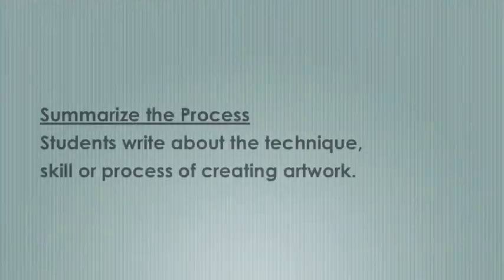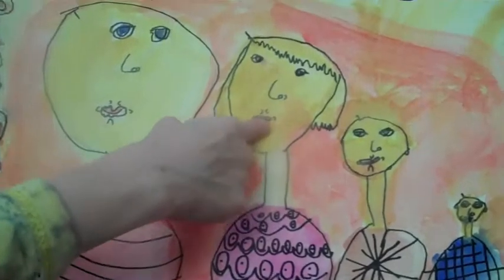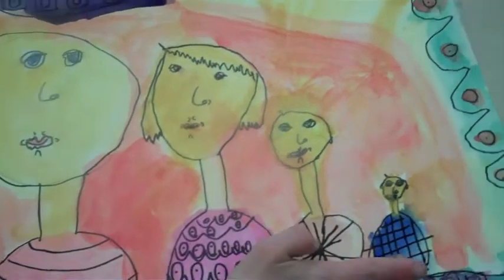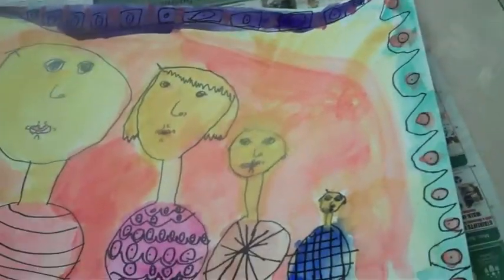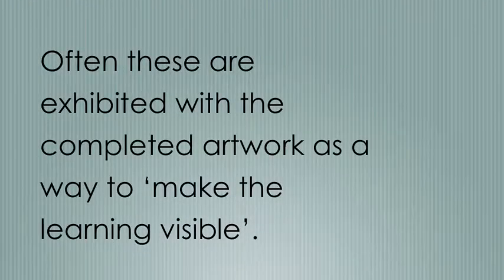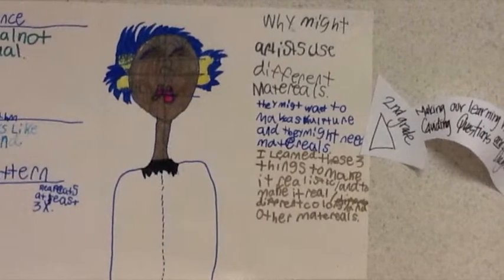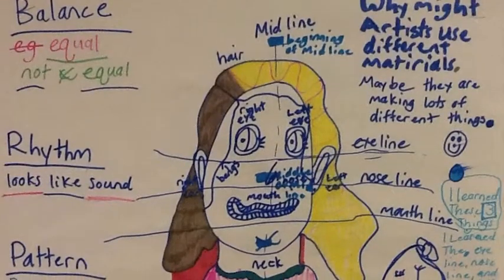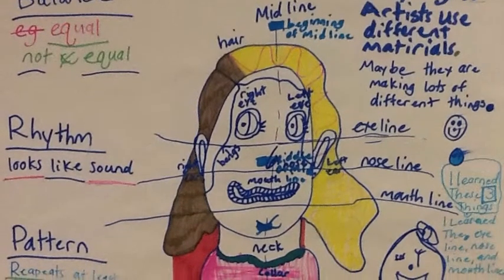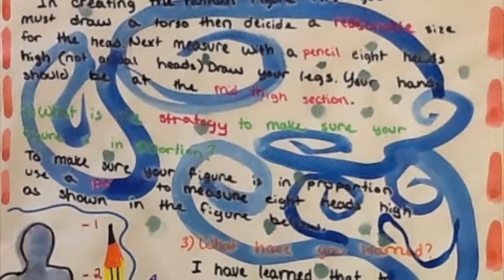Our next example is summarize the process. Summarizing the process can be ongoing in the classroom. For example, the portrait diagrams for grade 2 that you are about to see were created over time as students learned and practiced the skill of drawing a human portrait with proportion. Students also paired and shared their definition of key academic language and vocabulary. The final step was for the students to record their answer to the guided questions.